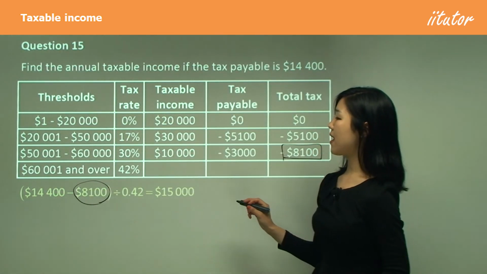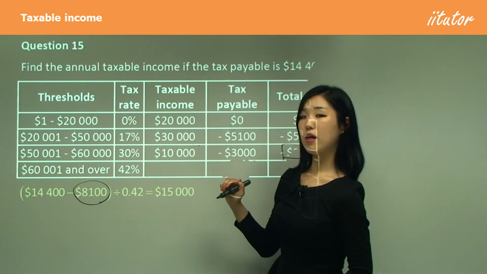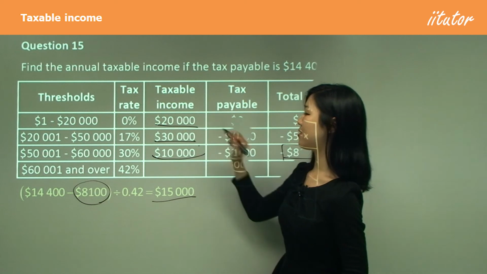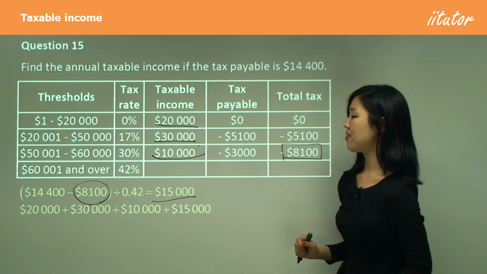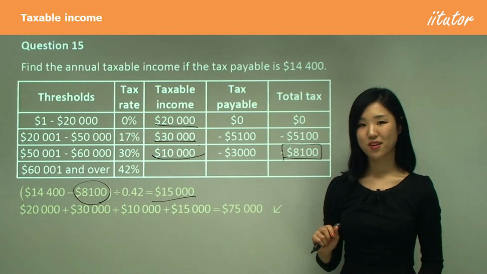And remember, we need to pay the taxable income, tax payable for all of these incomes as well. So this plus this plus this plus this will be your total taxable income. So you add them all up and calculate it. That is your answer. Get the idea?